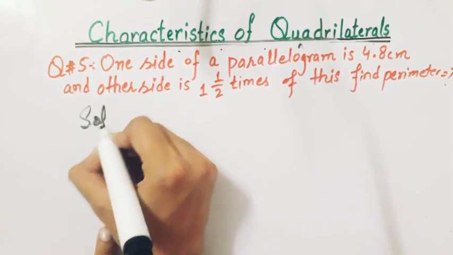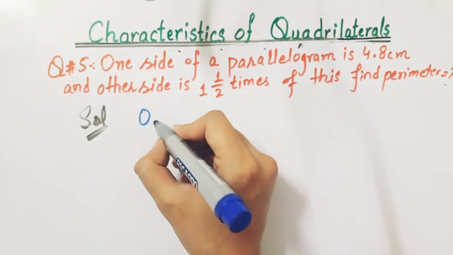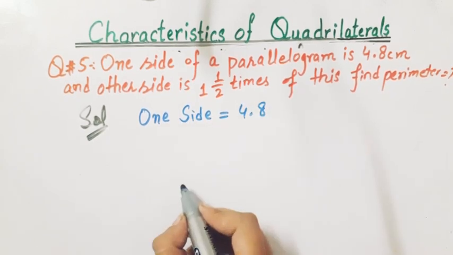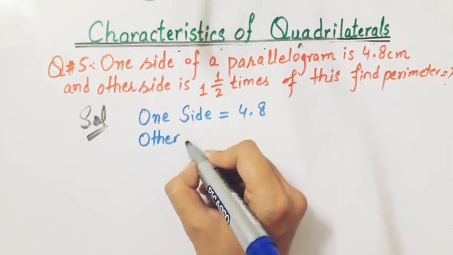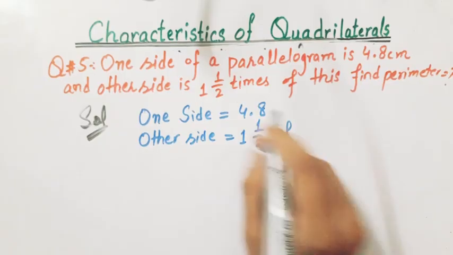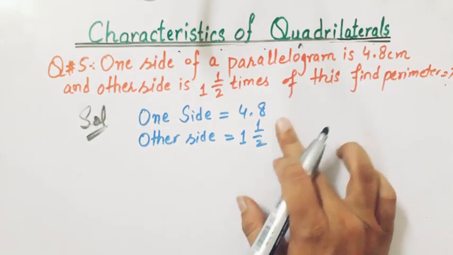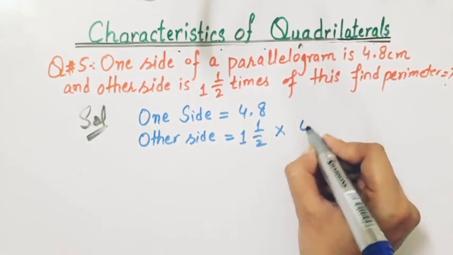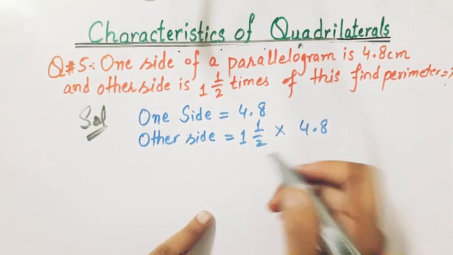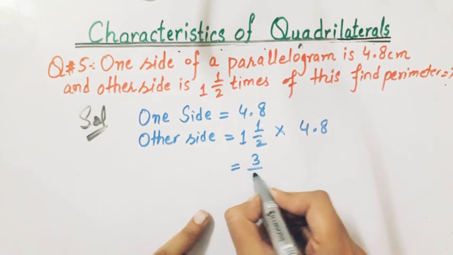First of all, we will solve this in very easy and quick steps. You write the first side or one side that is given. One side equals 4.8 and the other side equals 1 into 1 by 2 of 4.8. So "of" represents multiplication. Always remember that "of" represents multiplication. So multiply by 4.8. Now this is a mixed fraction, so you will convert this into an improper fraction. So 2 multiply 1, that is 2. 2 plus 1 is 3. So this will become 3 by 2.